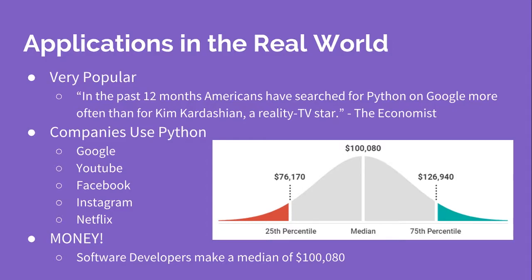And then for real world applications, money. Software developers make a median of $100,080. So if you're adept in a very popular programming language and you want to be a software developer, you can make a good amount of money with Python.